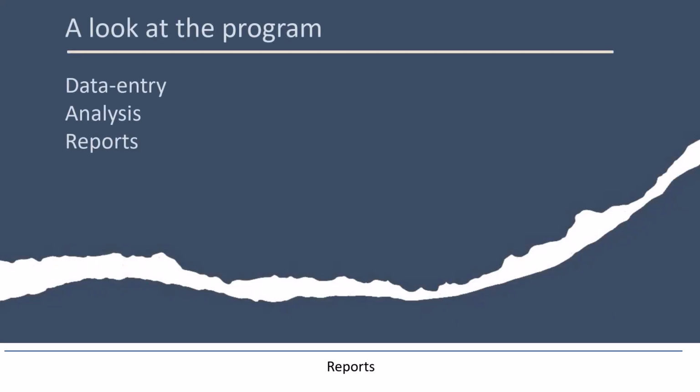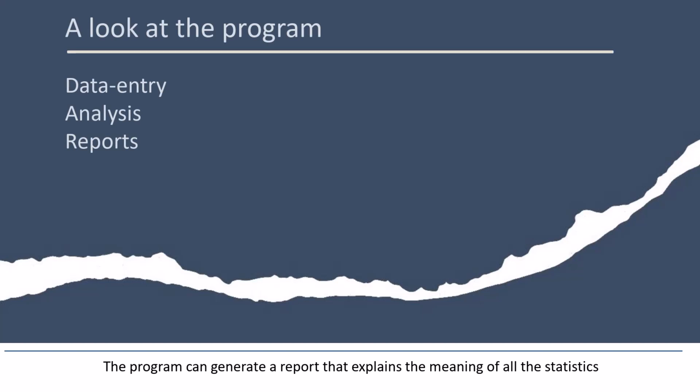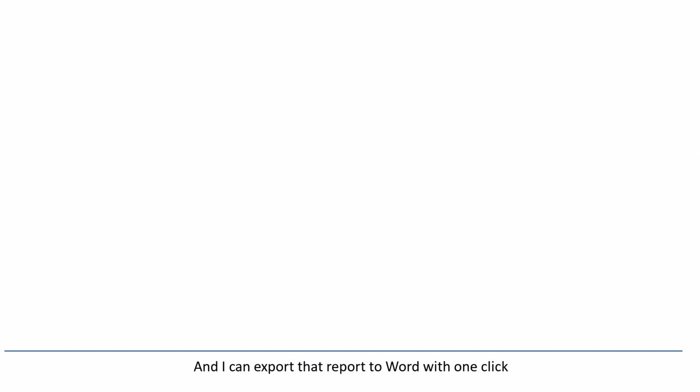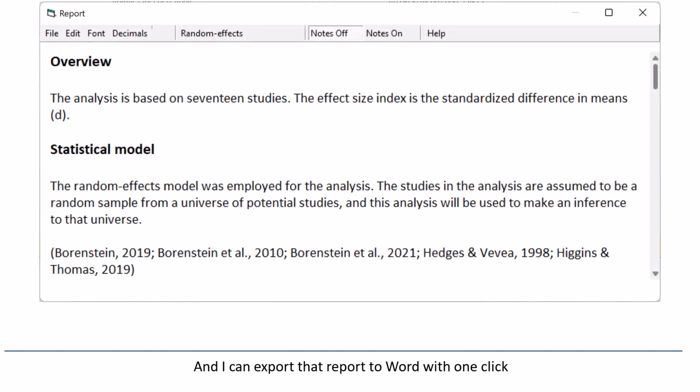Reports. The program can generate a report that explains the meaning of all the statistics, and I can export that report to Word with one click. In this example, the report reads, in part, Statistical Model. The random effects model was employed for the analysis. The studies in the analysis are assumed to be a random sample from a universe of potential studies, and this analysis will be used to make an inference to that universe.